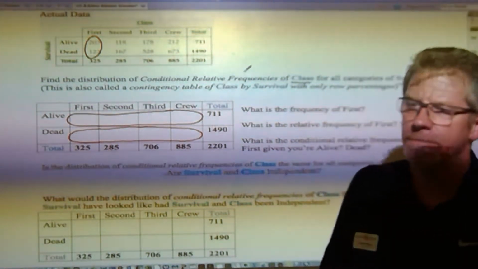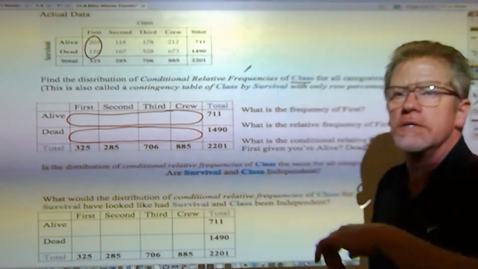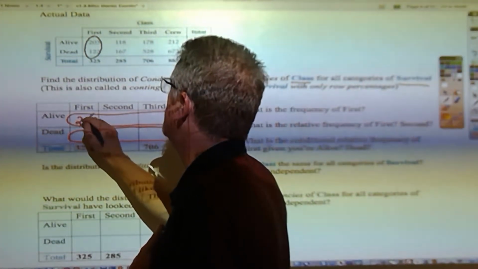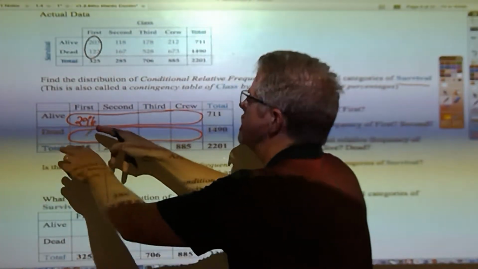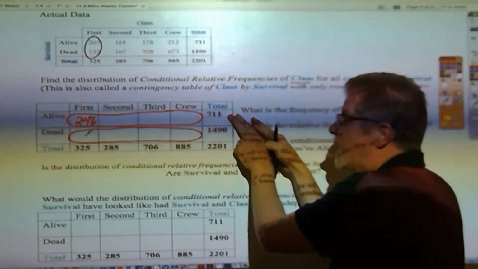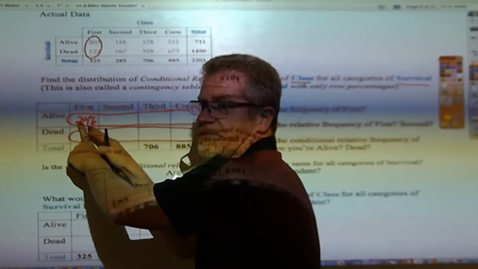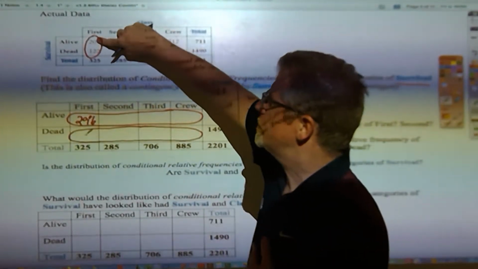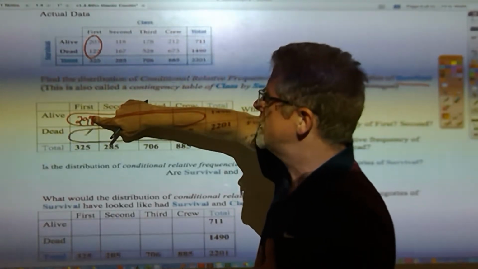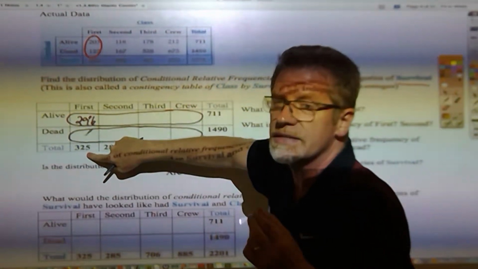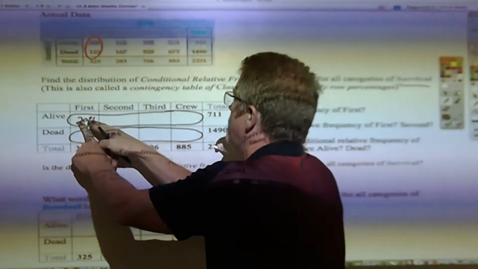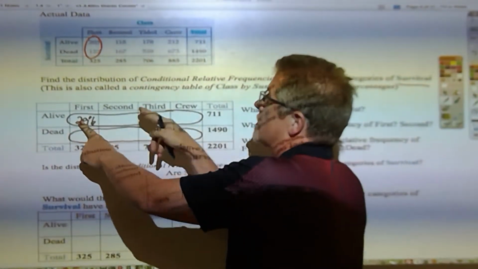Sam, do you have it already? No, you're still reaching for it. Yes, go ahead. So about 29%. So that means that 29% of what? It means 29% of the living were first-class passengers. Before, when we found that 62% right here, we said 62% of first-class passengers were living. Now we're going the other way. 29% of the living were first-class passengers.